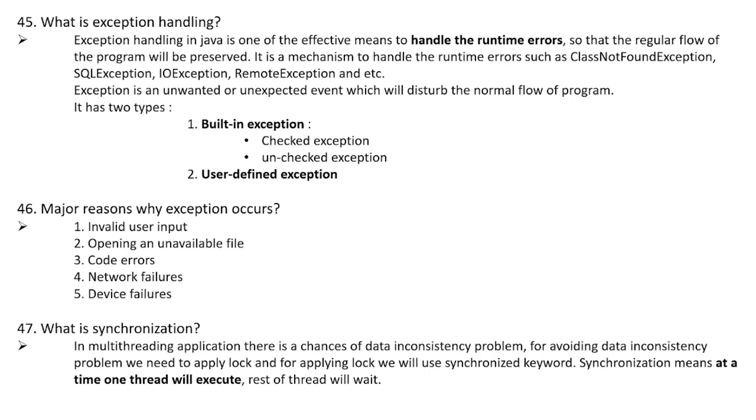It is a mechanism to handle the runtime errors such as class not found exception, SQL exception, IO exception, remote exception, etc. Exception is an unwanted or unexpected event which will disturb the normal flow of the program. It has 2 types. 1. Built-in exception. Built-in has 2 types: first one is checked exception, and second one is unchecked exception. 2. User-defined exception.